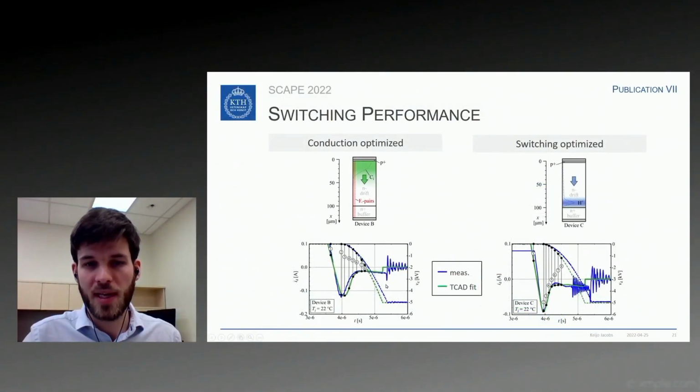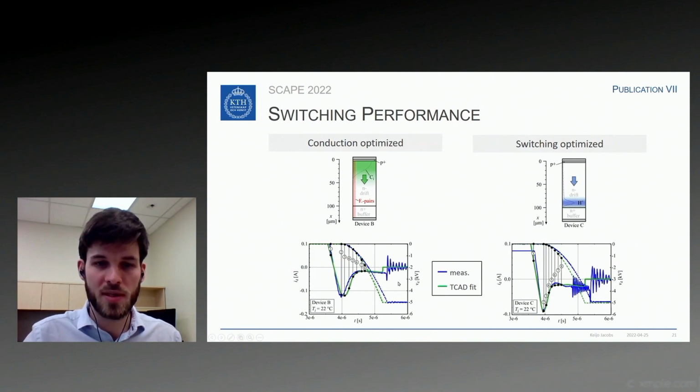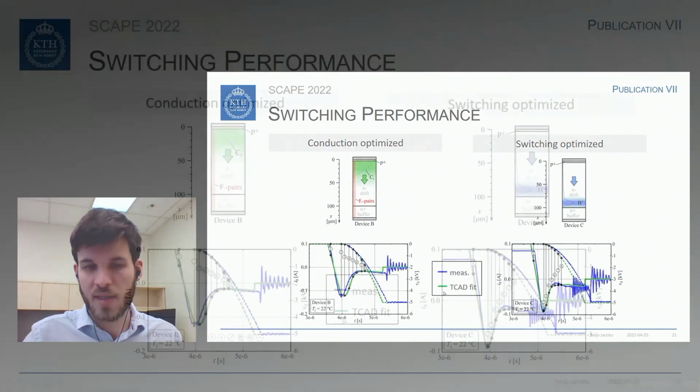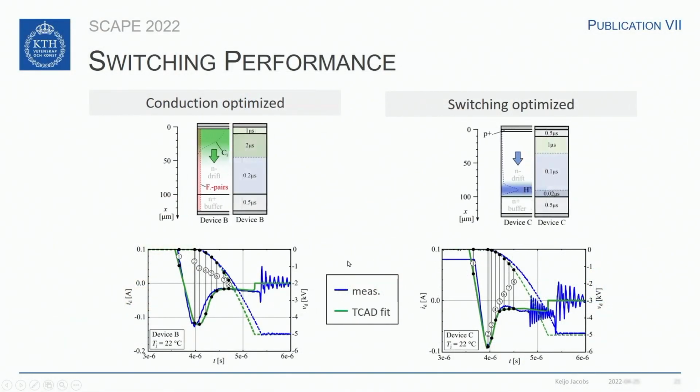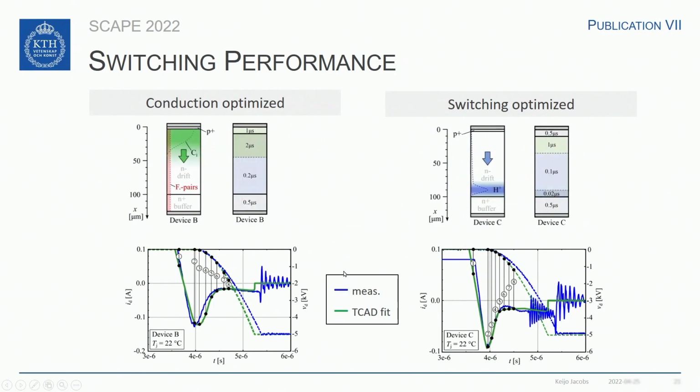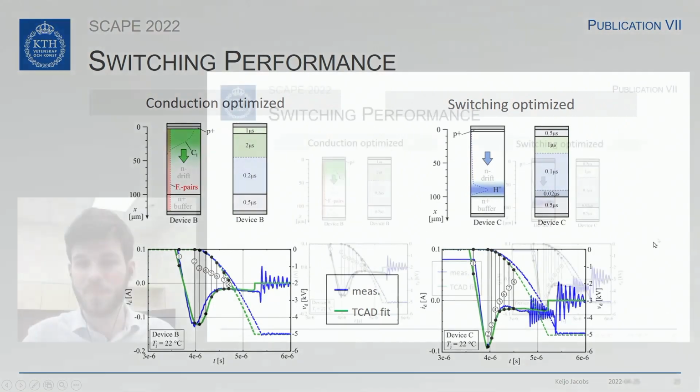The measurements were then taken and fit to a TCAD model. You can see in blue here the same measurements that I showed you before, and then in green, the fit of the TCAD model. And the charge carrier lifetime distribution that yielded these results is shown here. You can see for the conduction optimized device, the high charge carrier lifetime coincides with the carbon implantation. And for the switching optimized device, the low charge carrier lifetime coincides with the stopping zone of the ion implantation.